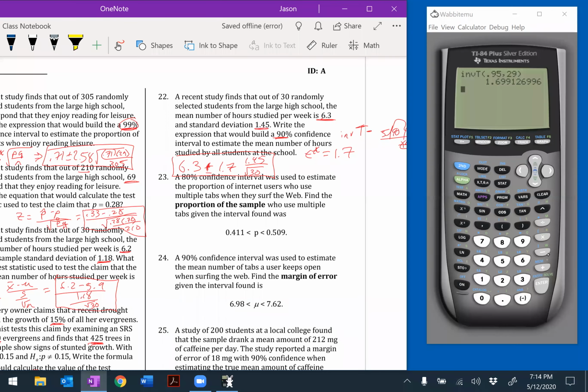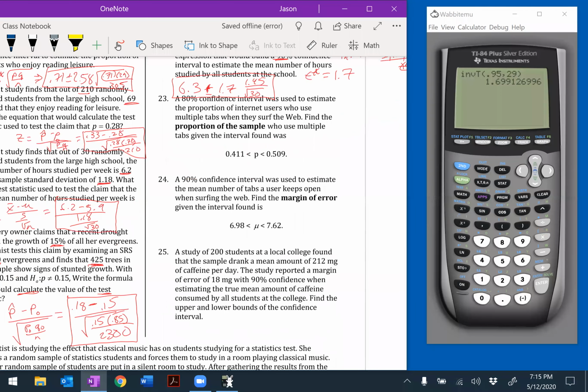Again, we could do this all in the calculator using a T interval. They're just wanting us to calculate it out. Okay, the 23 and 24 you can't do on the calculator. You have to kind of do this by hand. And I'll show you why. It says an 80% confidence interval is used to estimate the proportion of internet users who use multiple tabs when they surf the web. Find the proportion of the sample who use multiple tabs. So we want the sample proportion.